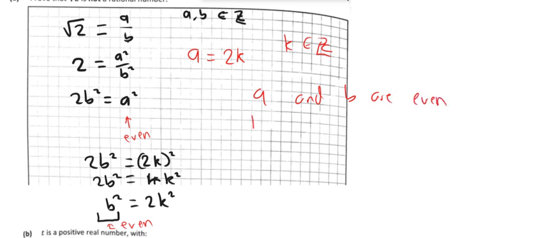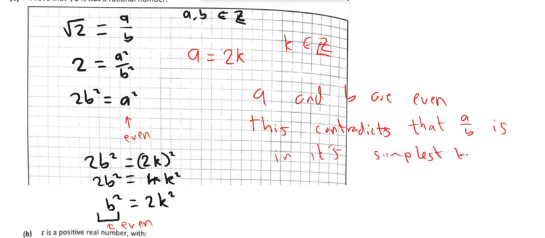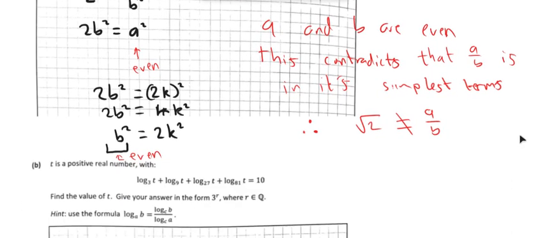So then this contradicts the fact that a over b is in its simplest terms. Therefore root 2 is not going to be equal to an integer over another integer. So therefore you've contradicted the statement. So that's the proof, and that's all you need to do for part A.